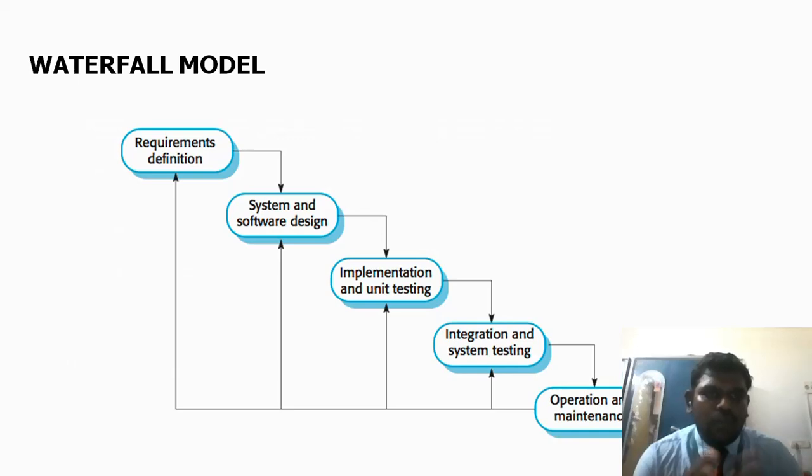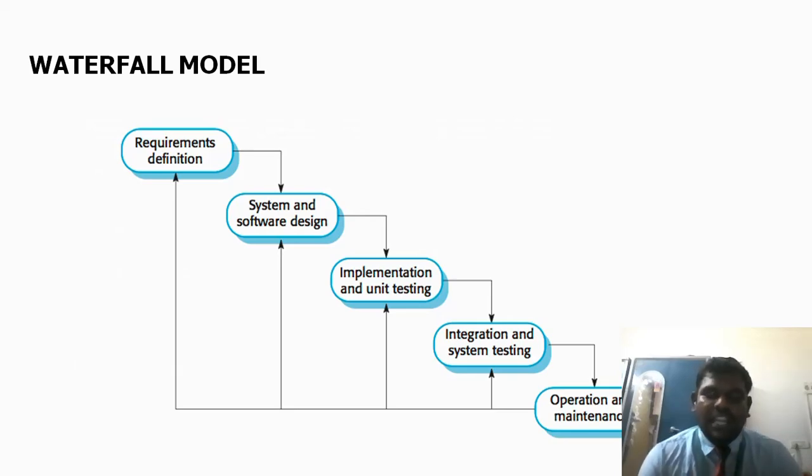These are the waterfall model phases: requirement definition, system and software design, implementation and unit testing, integration and system testing, then operation and maintenance. These are the five phases.